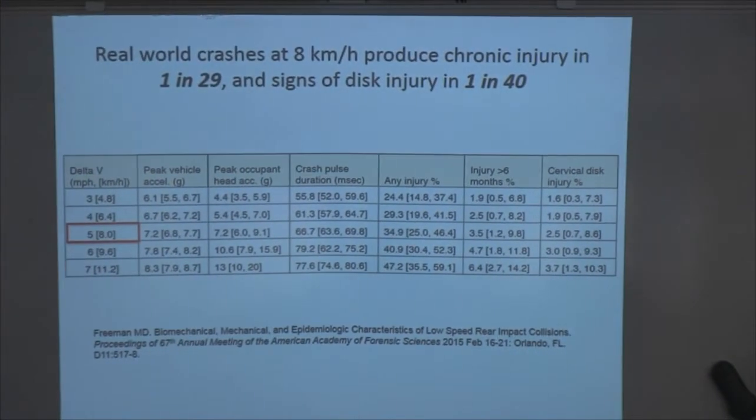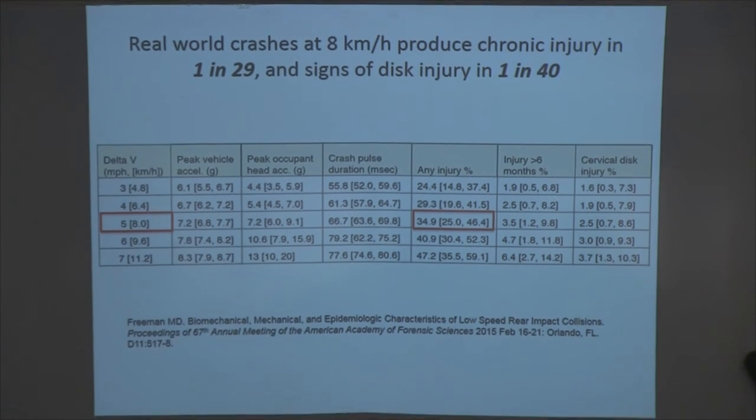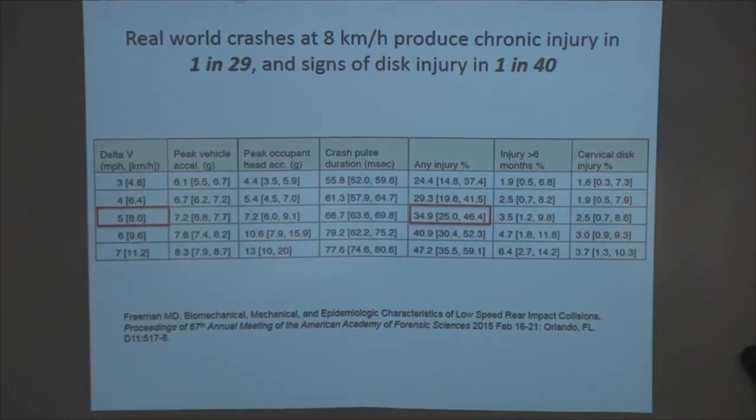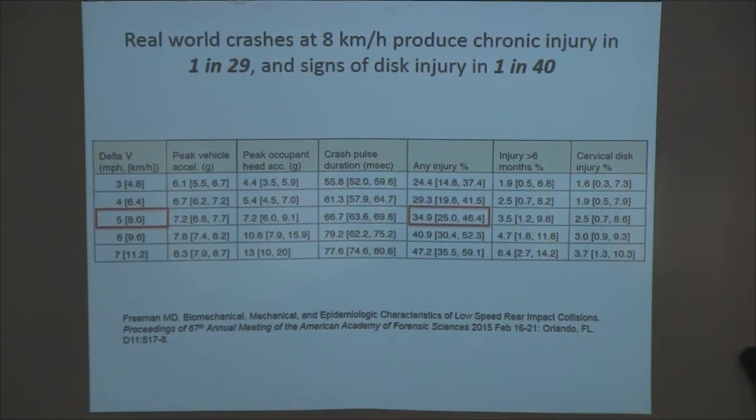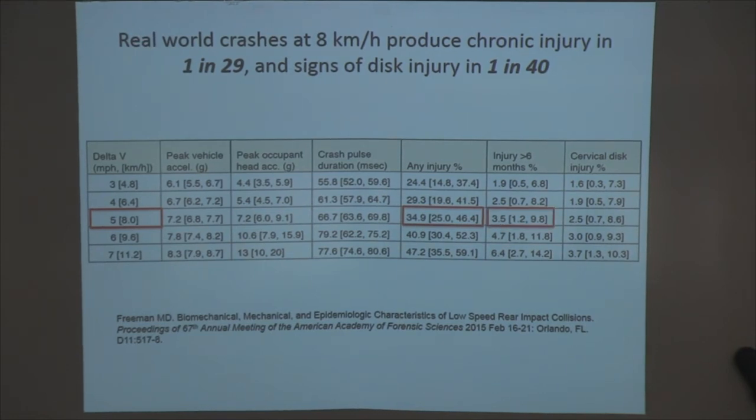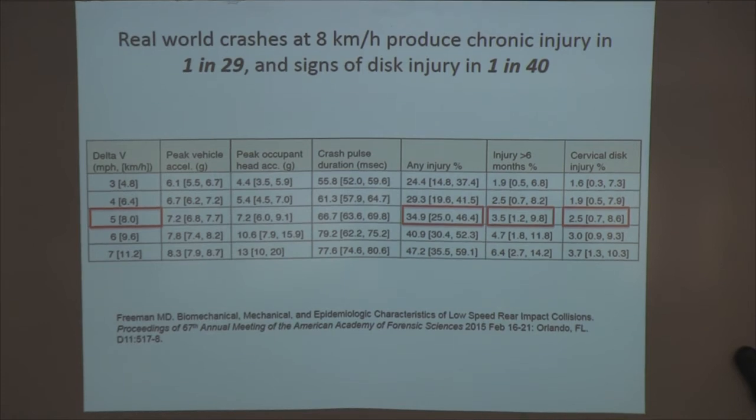We already know from epidemiologic study that in an 8 kilometer per hour crash, 35% of people who are exposed to real world crashes are hurt. This is Swedish and Japanese data. We know that one in 29 have chronic pain that probably will never go away, lasting longer than 6 months. And one in 40 will have signs of a cervical disc injury. It's just fact. That's the reliable science.